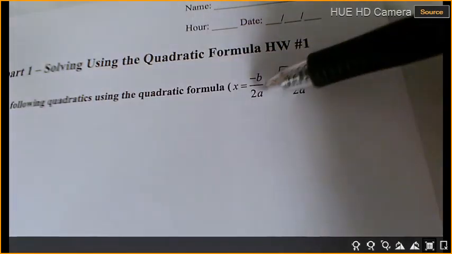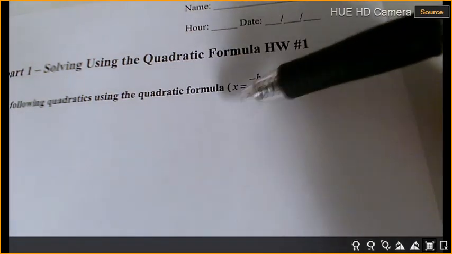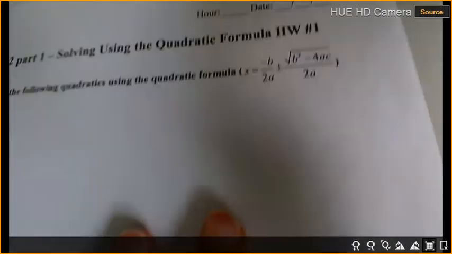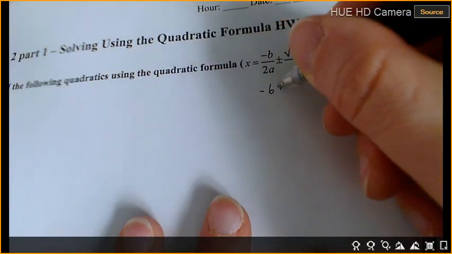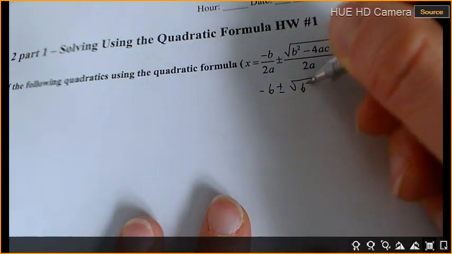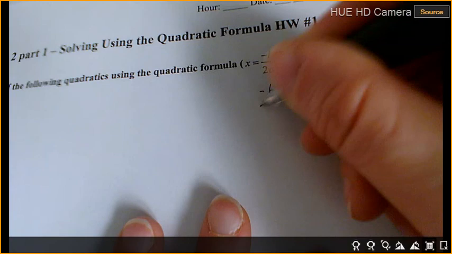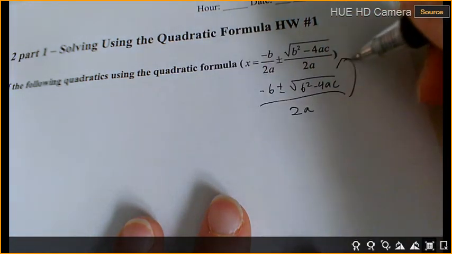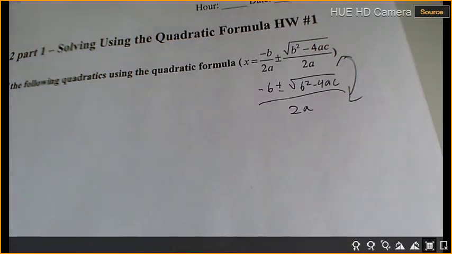Now, I have shown you a different way up here. This is just breaking up. You can have this whole thing. You could also have negative b plus or minus the square root of b squared minus 4ac all over 2a. These are the same thing. Some people like it where the 2a is under each one. Some people hate that. That's weird. I don't mind either way.